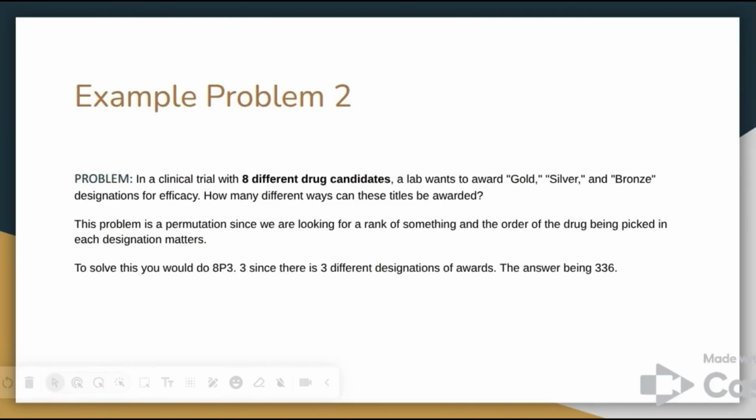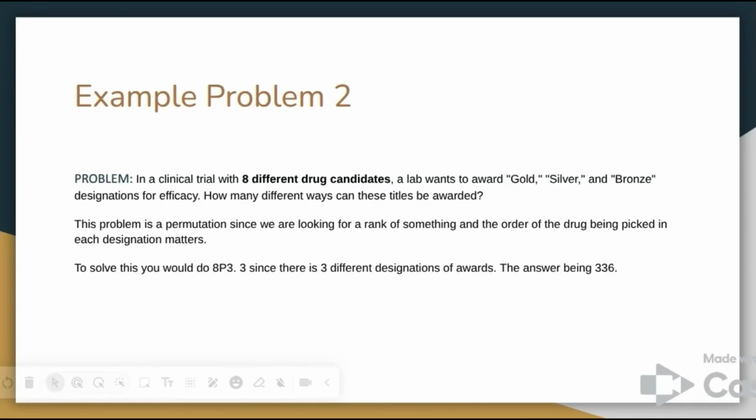For the next example problem: in a clinical trial with 8 different drug candidates, a lab wants to award gold, silver, and bronze designations for efficacy. How many different ways can these titles be awarded? This problem is a permutation, since we're looking at the rank of something, and the order of the drug being picked in each designation matters. So if it's drug A with gold, drug A with silver would be a different outcome. So it's important which one you choose.